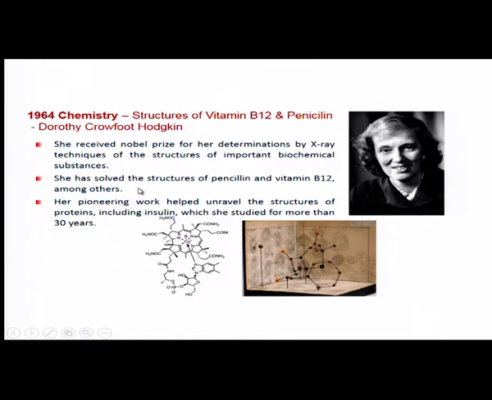She solved the structures of penicillin and vitamin B12 among others. Her pioneering work helped to unravel the structures of proteins including insulin, which she studied for more than 30 years.